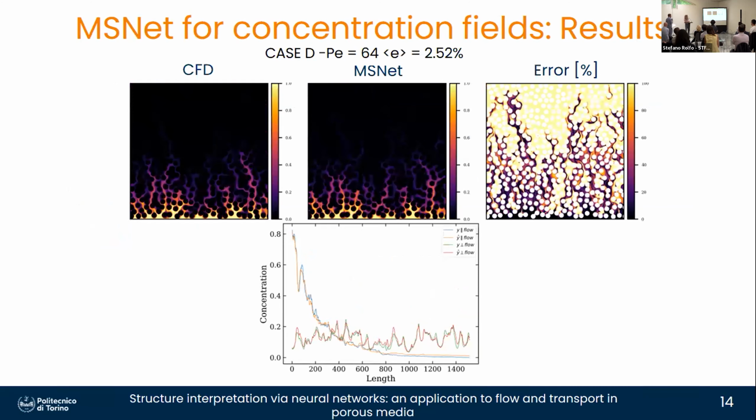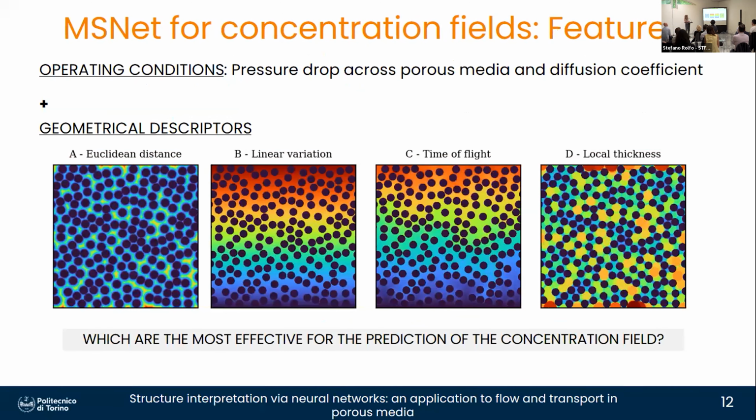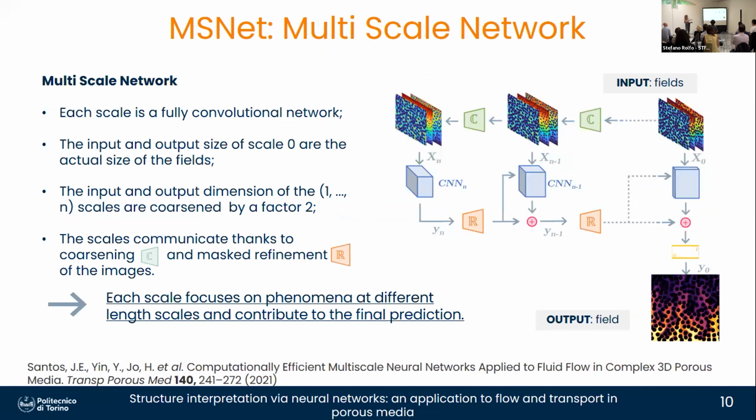All the features are concatenated, and each scale sees a coarsened version of the input features. So we have a coarsening operation of the input features that we feed the neural network with, and then to do the reverse, we have a masked refinement operation. In this way, each scale of the MSNet can communicate and contribute to the final prediction.